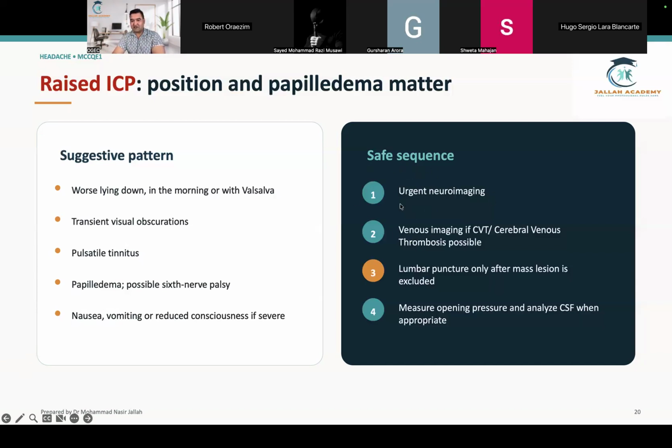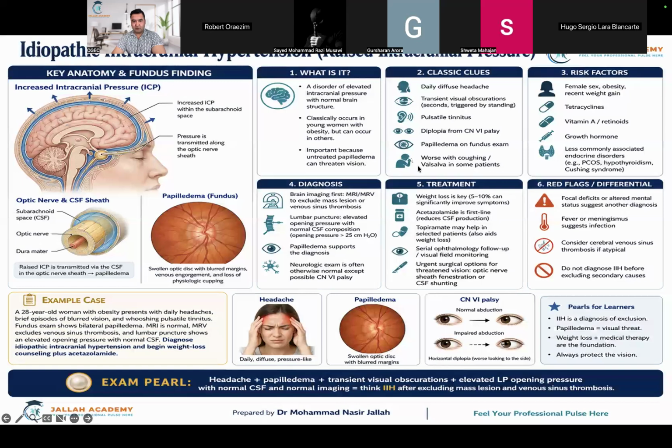Next steps: neuroimaging, venous imaging if CVT, cerebral venous thrombosis, is possible. Lumbar puncture only after mass lesion is excluded. So it means you need to do the CT scan, and once a mass lesion is excluded, then you can do the LP. Measure opening pressure and analyze the CSF when appropriate. We don't do it for everyone.